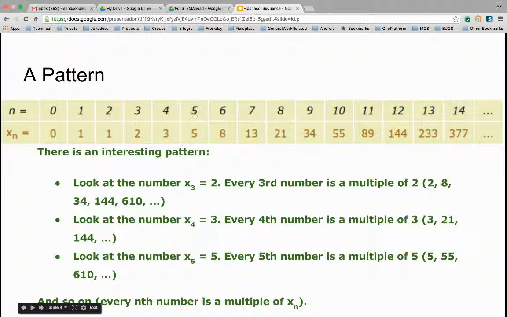Look at the fifth term now. Every fifth number is a multiple of 5. The fifth term is 5. The 10th term is 55, and the 15th term is 610. This goes on forever, basically. Every nth number is a multiple of the term n.